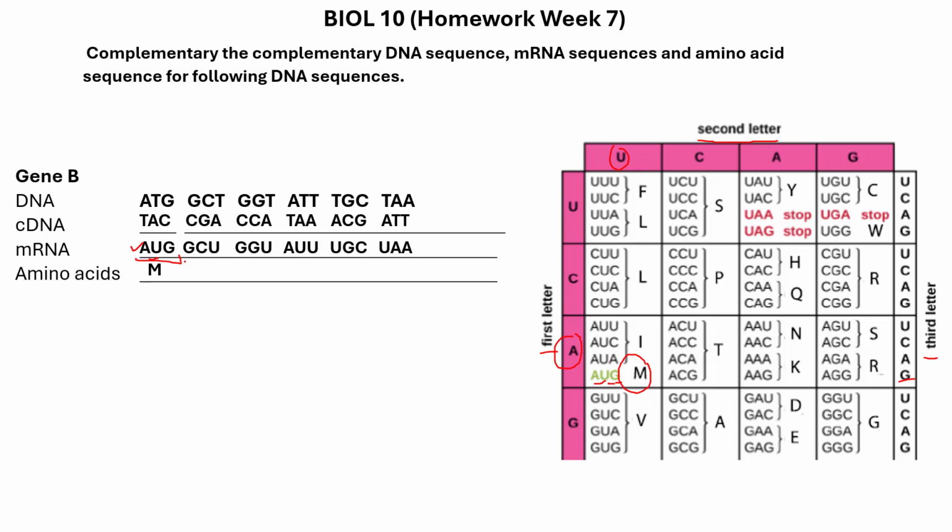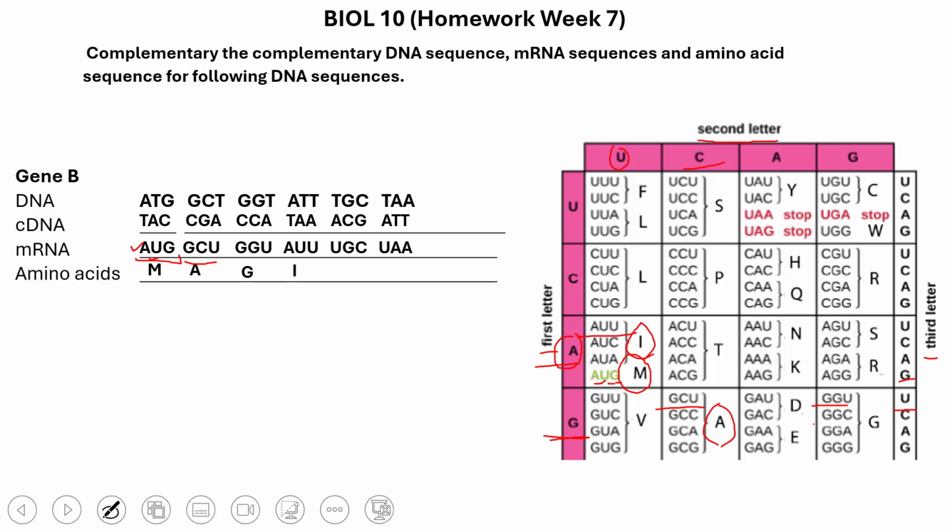Then you look for the next one, which is GCU. G in the first one here, then C, and then U here. So GCU is here. The code is A. Then GGU, GGU here. The code is G. Then AUU, AUU. The code is I.